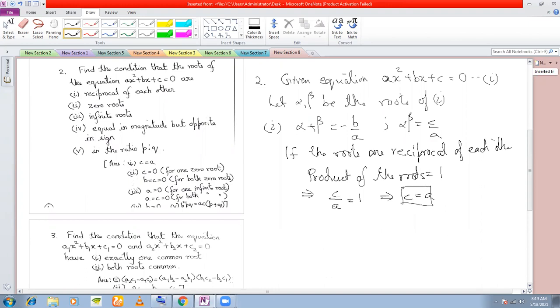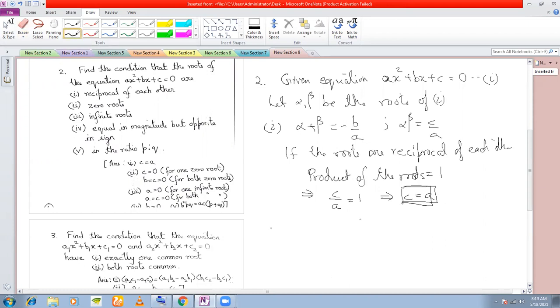So whenever you see an equation where c and a are equal, you must conclude that the equation has reciprocal roots. For example, let's say you come across this equation, you see that c and a are equal here. That means you must conclude that whatever the roots are, they must be reciprocal of each other.